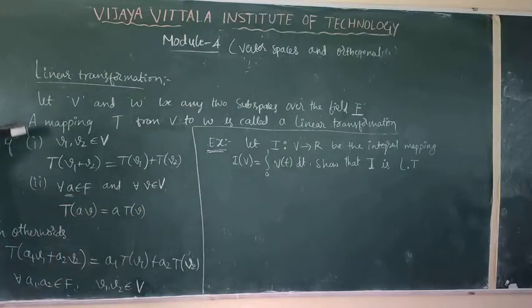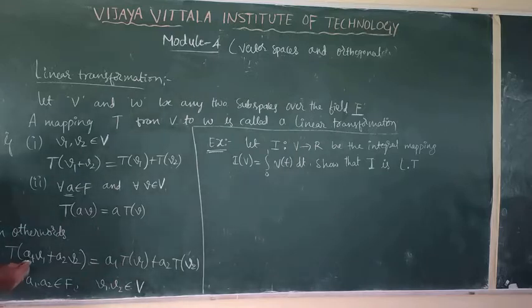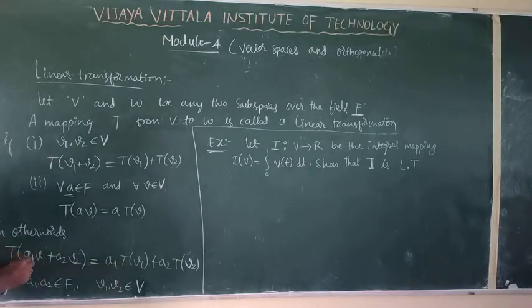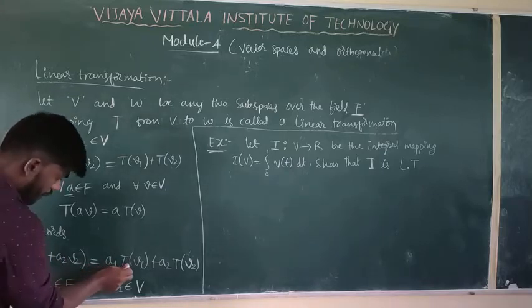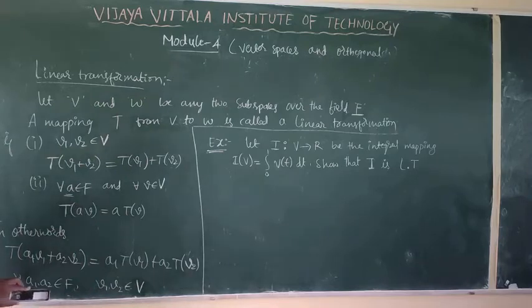In other words, combining these two conditions, we write one equation: T of a1 v1 plus a2 v2 is equal to a1 T of v1 plus a2 T of v2. Here a1 and a2 are the scalars which belong to the field F, and v1, v2 belong to the vector space. This is the linear transformation definition.